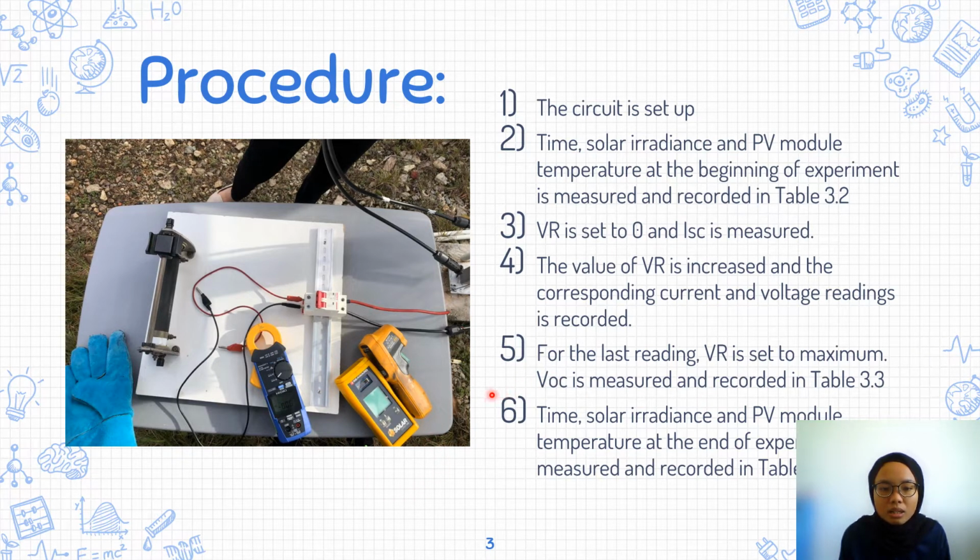Next step is for the last reading of VR. The VR will be set to maximum, so we can calculate the VOC, and it has been recorded in the table 3.3. So time, solar irradiance, and PV module temperature at the end of the experiment will be measured and recorded in the table 3.4. So that's all from me. I give it to Nurabila Shafika.